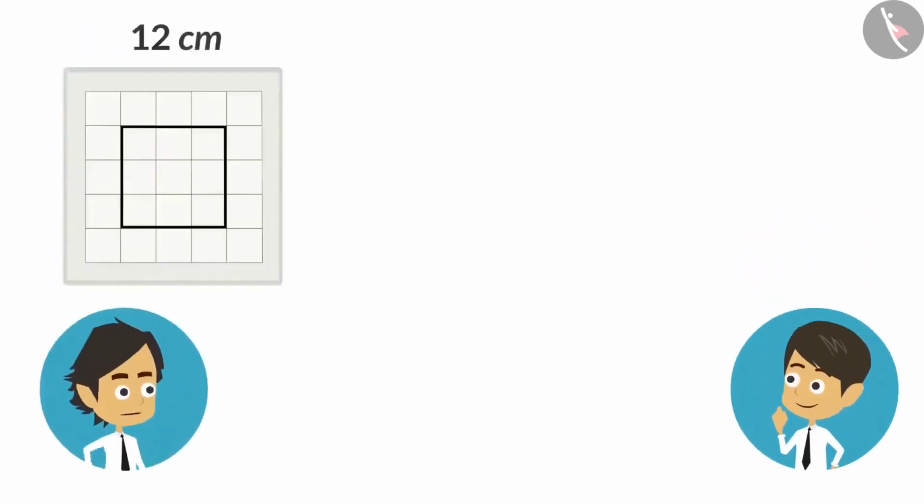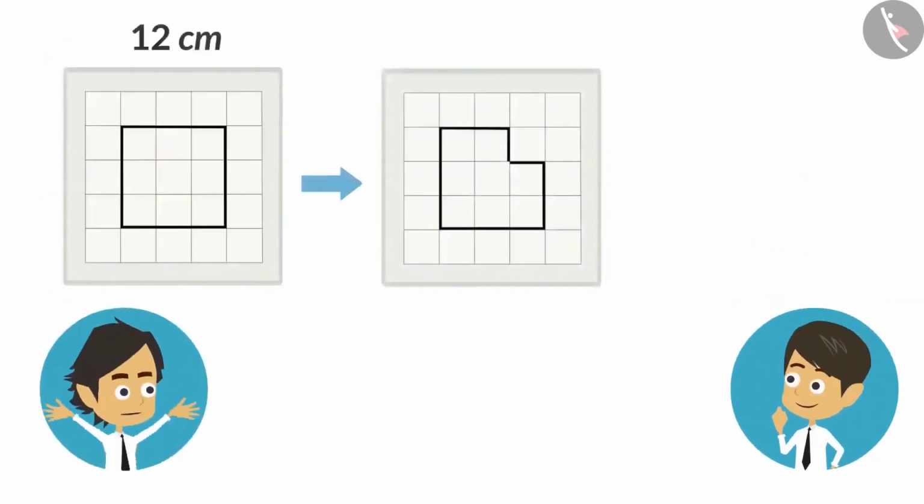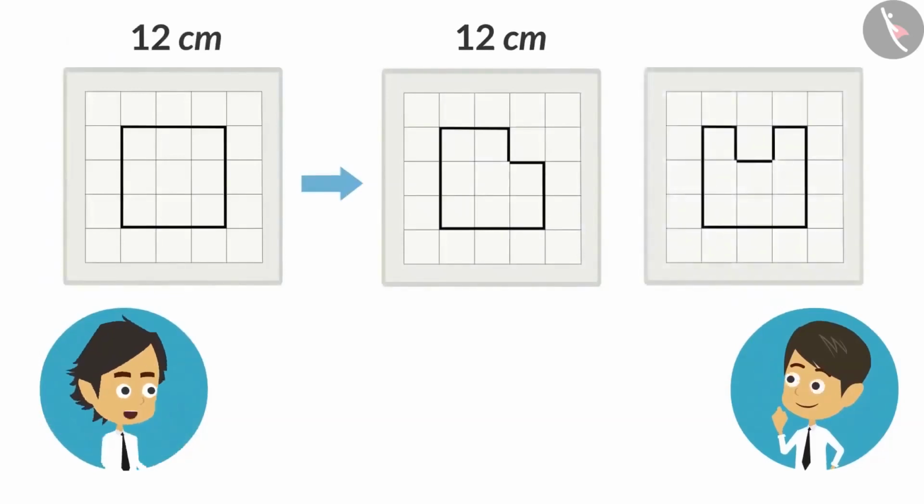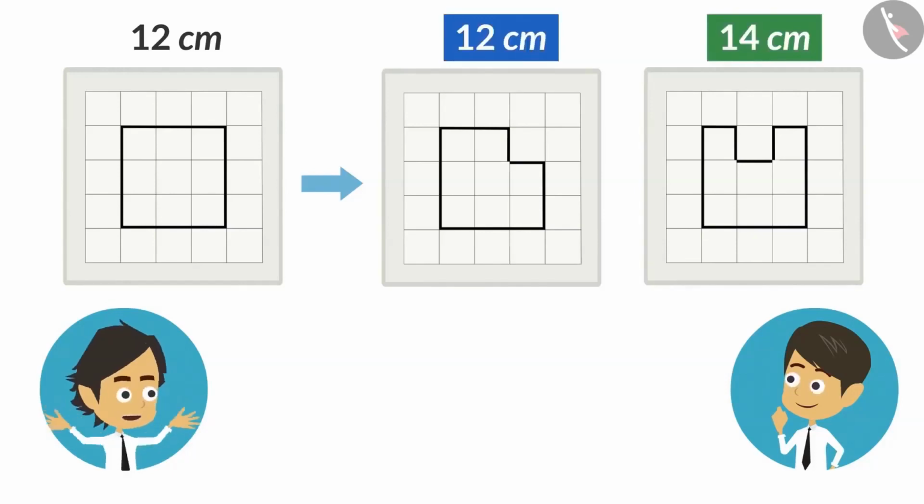No. When you change the shape, the length of the boundary did not change. But when I changed the shape, the length of the boundary changed. This means changing the shape may change the length of its boundary or may not change the length of its boundary. Did you get it?